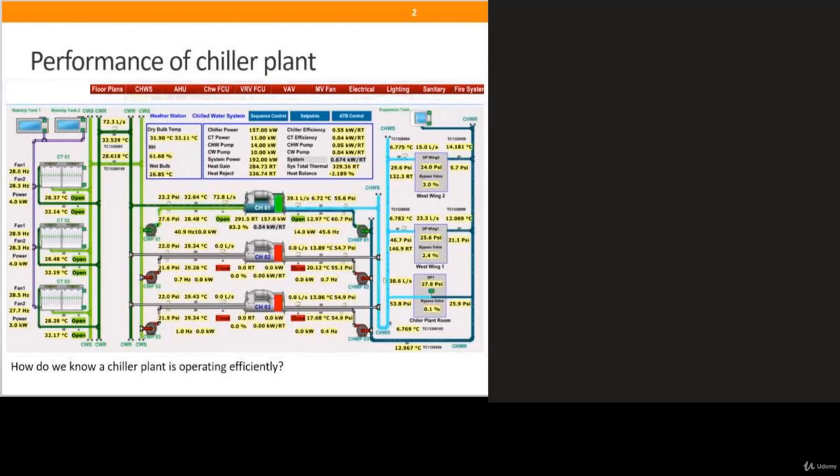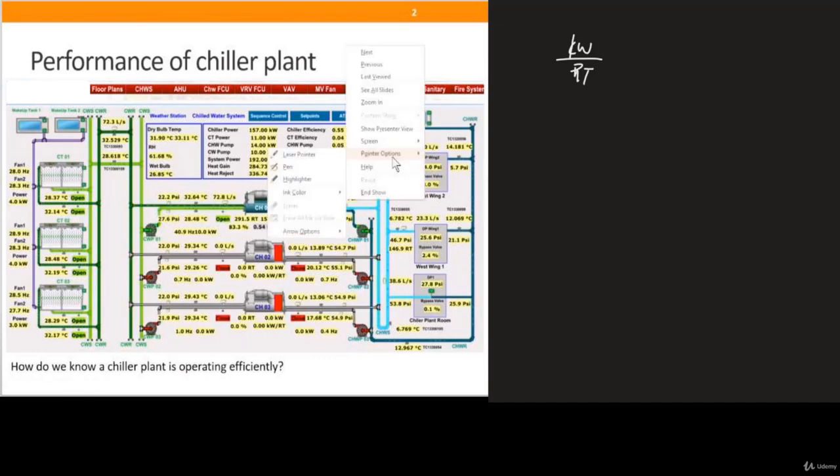In a BMS schematic, you'll be able to find a lot of different information inside. All these are from the various sensors and various power meters located at the chiller plant. Looking at this kind of schematic, how do we know that our chiller plant is actually operating efficiently? Very important, you have to know the kilowatt per ton, the chiller system efficiency that the chiller plant is currently operating at.